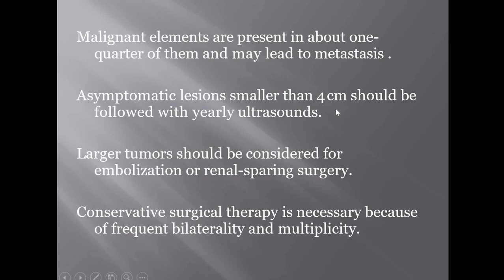Generally less than 4 centimeters, then just do a follow-up. Keep following up with the scans. If everything is normal, no symptoms, you can leave it. If large tumors are there, we can proceed with something like an embolization or renal sparing surgery. Conservative surgical therapy is necessary because of frequent bilaterality and multiplicity. Whenever there are bilateral or multiple lesions, at that point of time you can go in for a kidney sparing surgery, that is you do a partial nephrectomy.